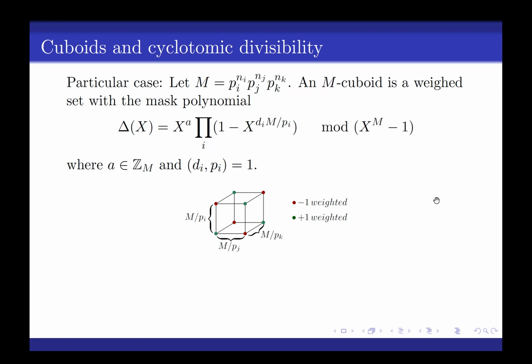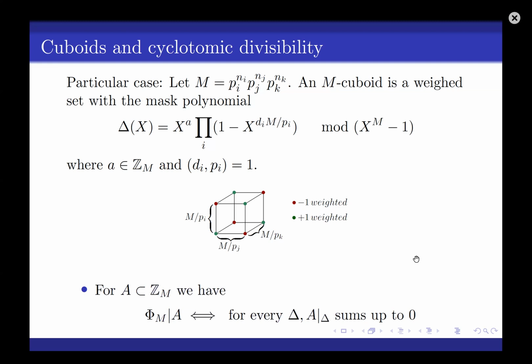An m cuboid is a 3-dimensional box such that the distance between each neighboring vertices of that box is either m over pi or m over pj or m over pk. And we're going to equip the vertices of that box with plus minus 1 alternating weights. Now, the connection between these m cuboids and cyclotomic divisibilities is through the following theorem.